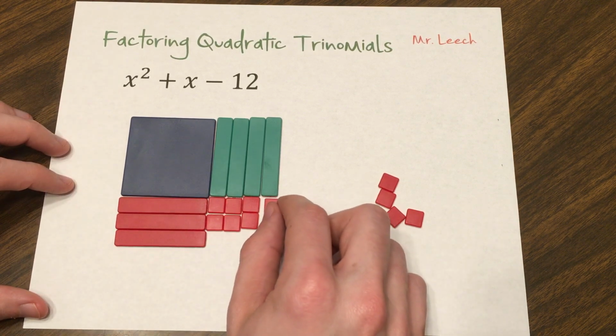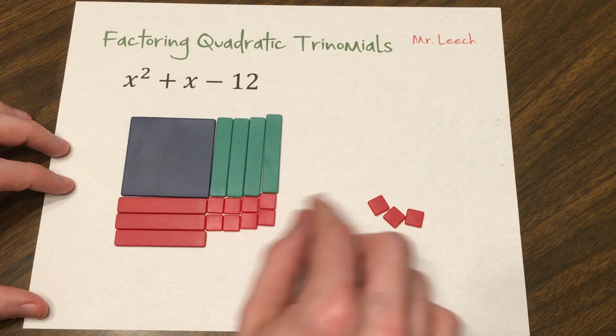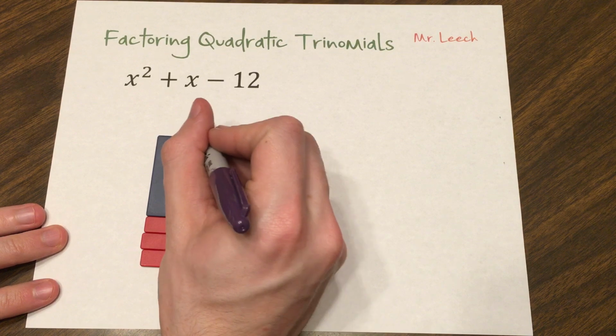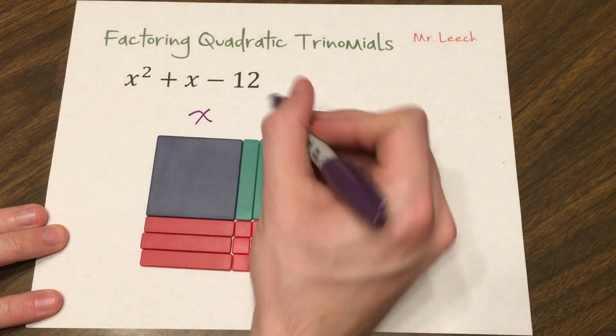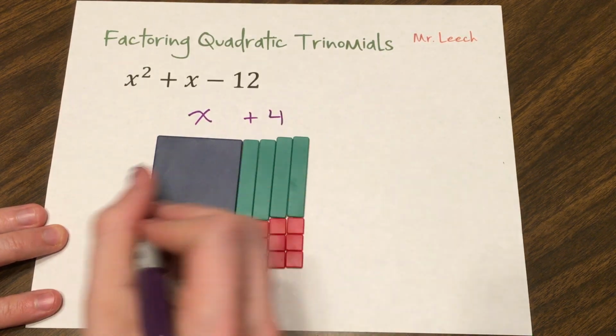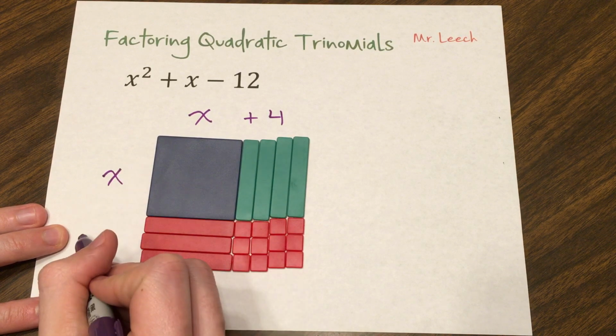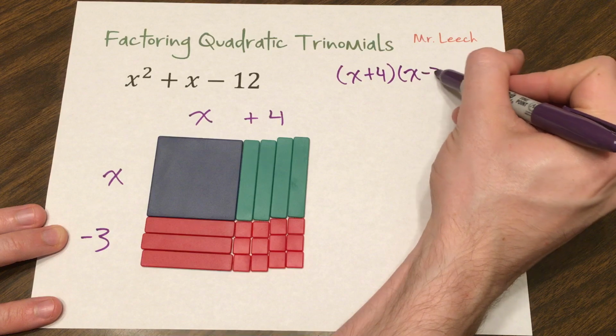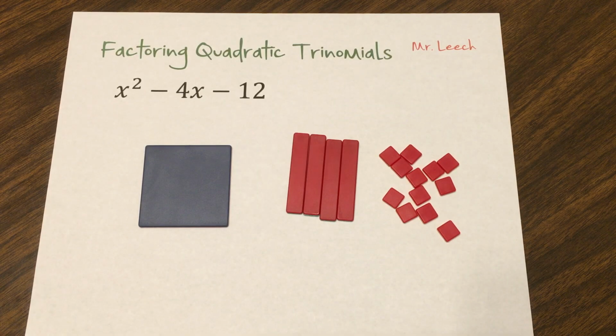I can fill in the rest of these negative constants. So here we end up with x plus 4 and then x minus 3. So our final answer is x plus 4 times x minus 3. I'm going to want you to try this next one on your own.